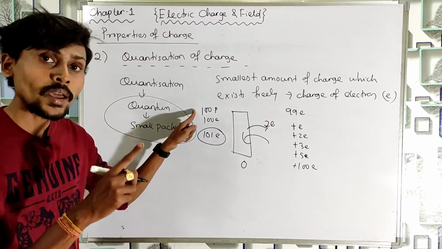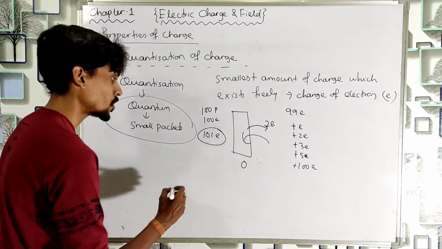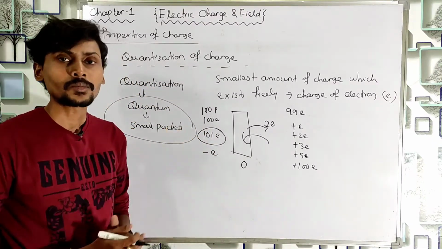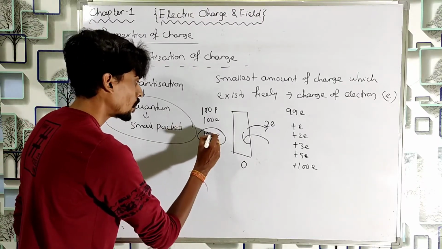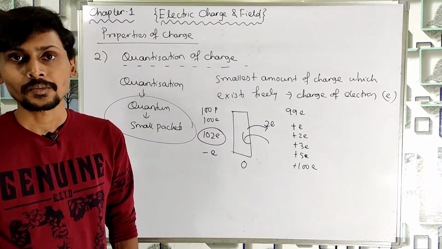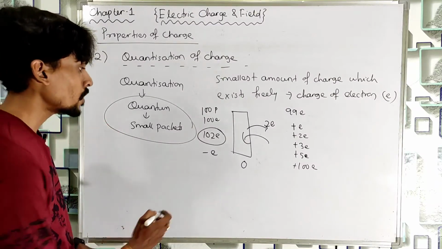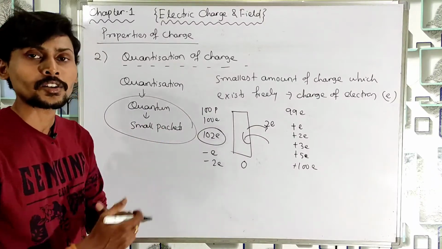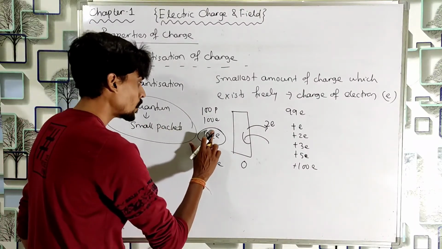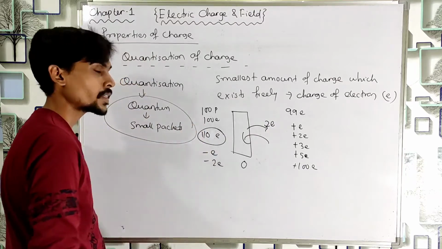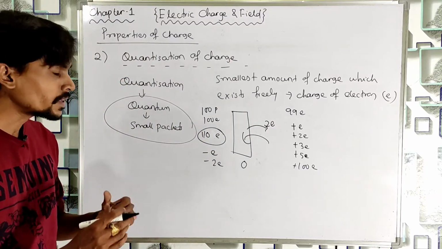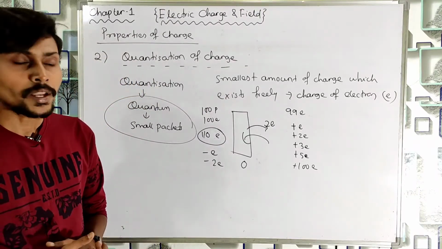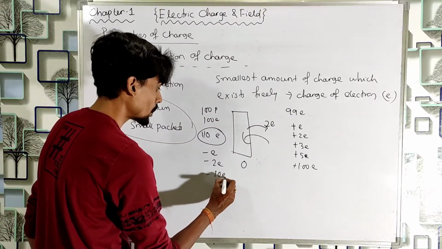So the body will acquire a negative charge. The charge will be minus E. If you supply 2 electrons, then the body will have 102 electrons. So the net charge will be minus 2E. If you supply 10 electrons, then the total number of electrons will become 110, and the net charge of the body will be minus 10E.